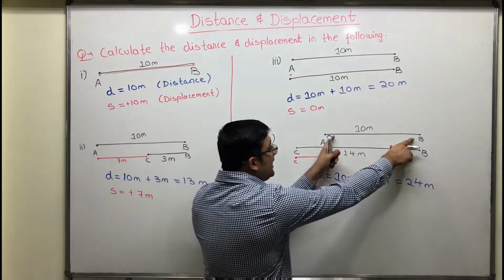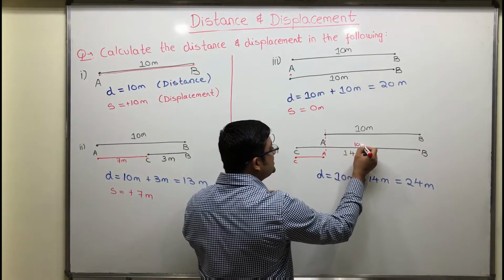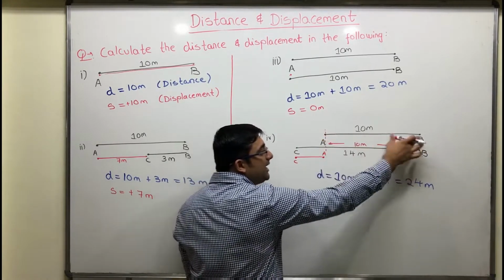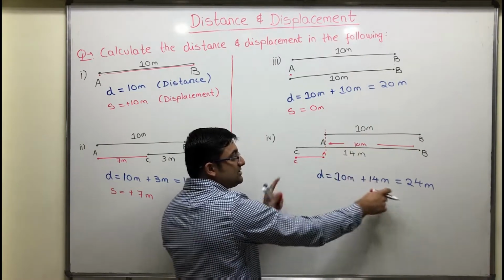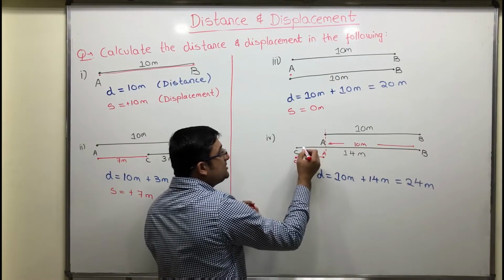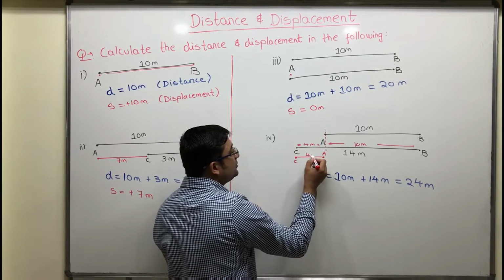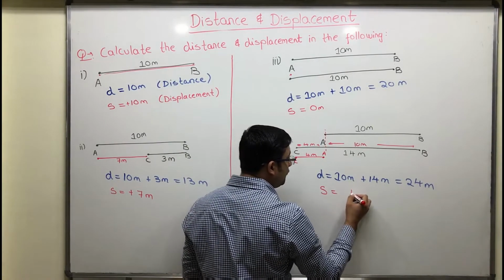See, guys, from A to B is 10 meters. So if I draw a vertical line over here, that means this distance will also be 10 meters. I repeat, from A to B distance is 10 meters, so B to A will also be 10 meters. So this is 10. Now the whole thing is 14 and 10 has gone. So what remains? 4 meters. So this over here is 4 meters. So what is the displacement? 4 meters.